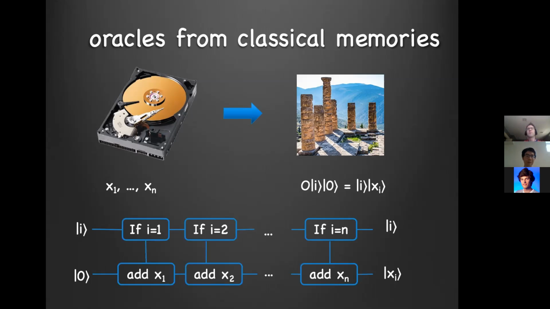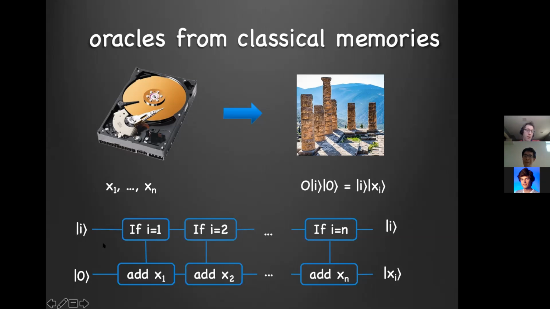Actually, some people from Microsoft have a more sophisticated way of doing this, which I probably should be citing, but it's only a little bit more efficient than this. And it's basically this fairly gruesome circuit where you have a quantum gate, a controlled operation where you say, if the first register is 1, then you add x1 to the second register. If the first register is 2, you add x2 to the second register, and so on.